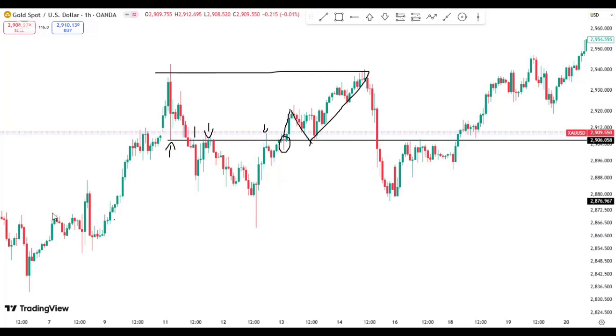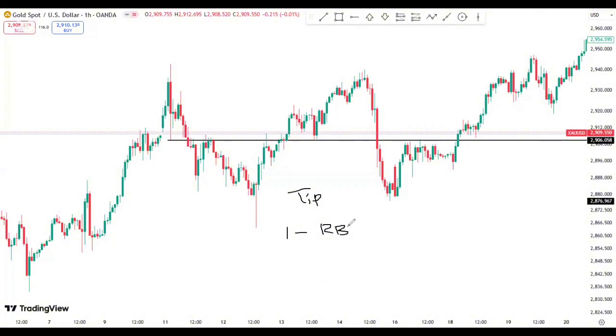This one is going to be helpful, guys. Let's say tips. Question number one that you need to ask yourself: what are you trading? Rally, base, rally. Question number two: do I have something that I use perhaps for confirmation?